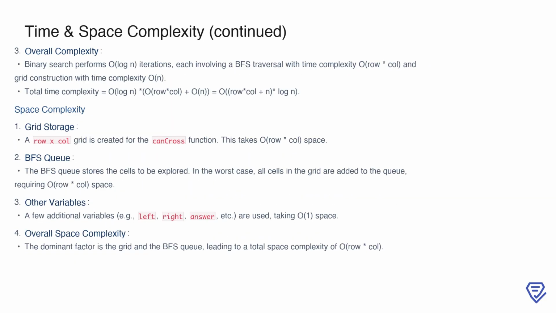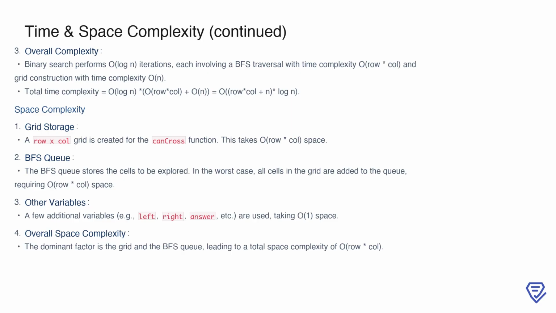Now, let's consider the overall time complexity. Binary search performs O(log n) iterations, and for each iteration, we execute grid construction in O(n) time and BFS traversal in O(row * col) time. Combining these, the total time complexity becomes O(log n) multiplied by the sum of O(row * col) and O(n). This simplifies to O((row * col + n) * log n).